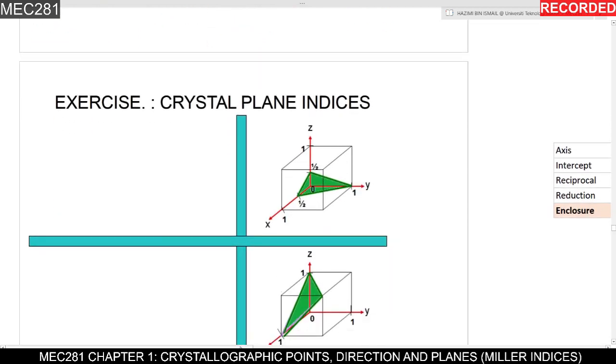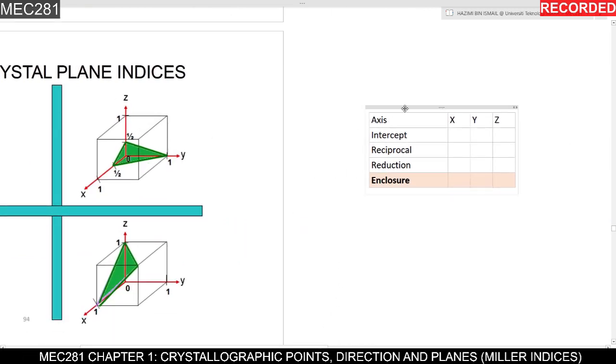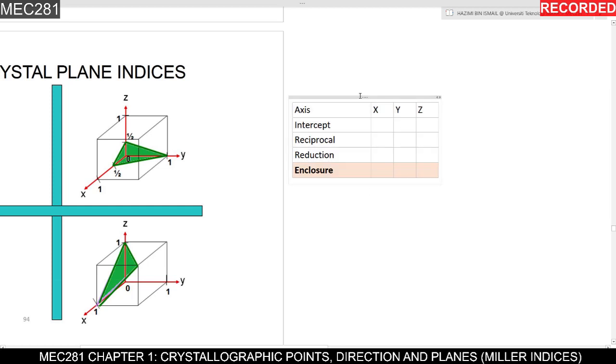Okay, let's try this exercise first. I created a table similar to the Miller indices for direction. The only difference is the intercept here, where it intercepts the x, y and z axes. Okay, so let's try this example.